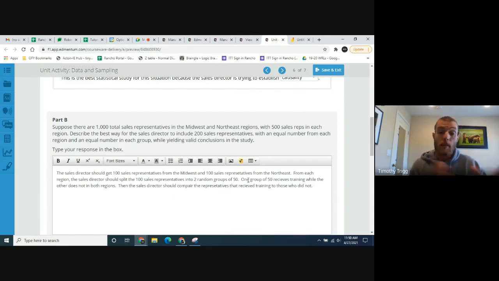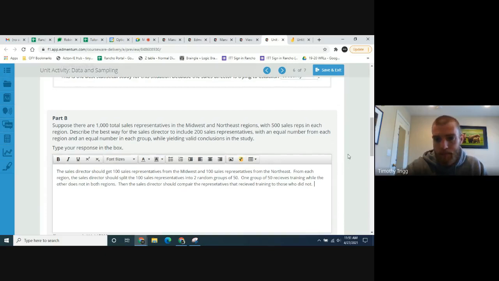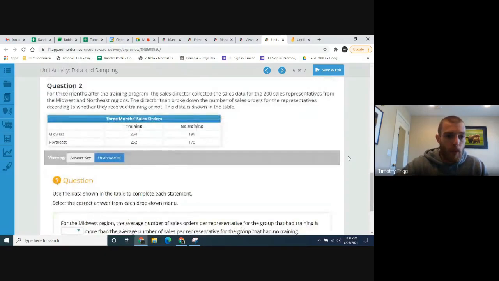You want at least some people who did not receive training and some that do, so you can compare. If there's no way to compare, then the experiment doesn't work, right? Because you need a control group, those that do not receive training, and the study group, the ones that did receive training. That goes with any experiment.